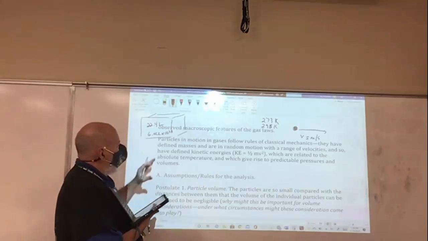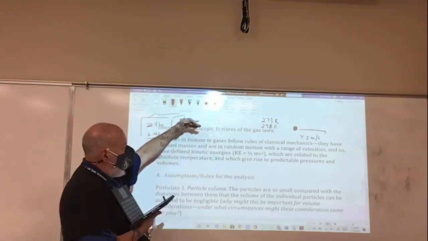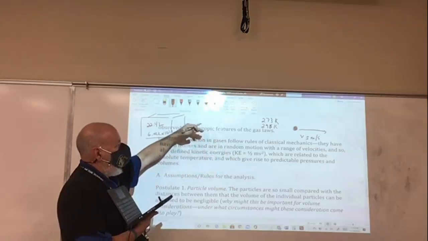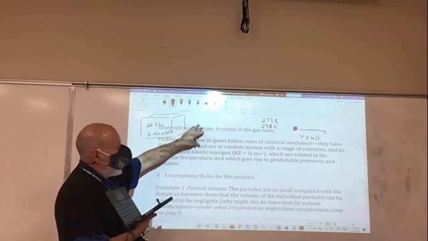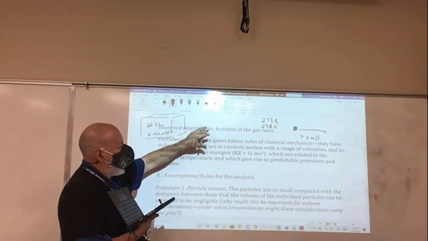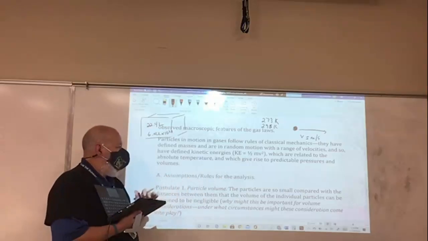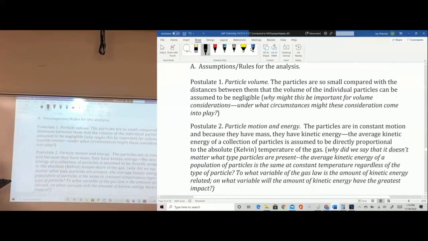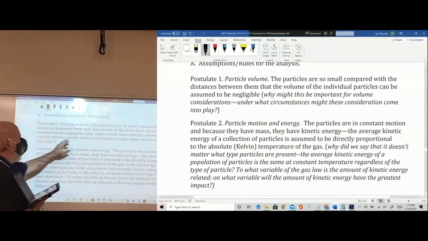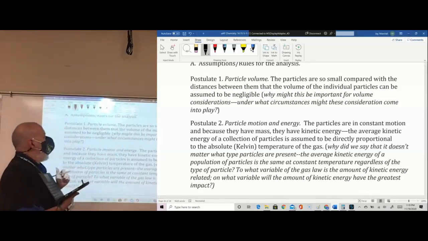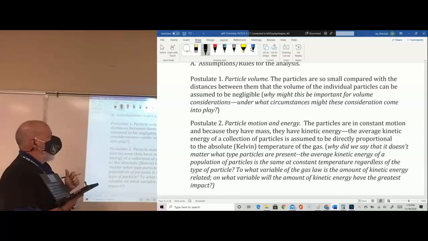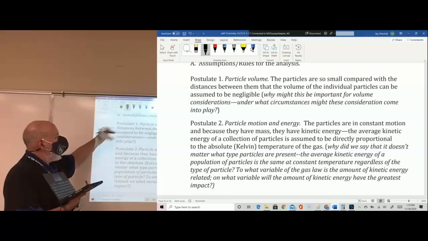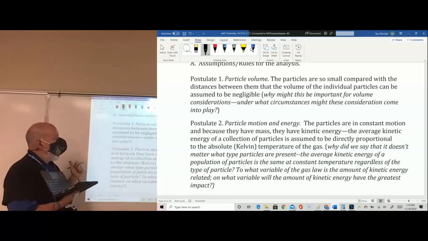Okay? So the number of particles times the amount of kinetic energy in each particle is going to be proportional to the pressure and the temperature and the volume. These give rise to predictable pressures and volumes. So we have to assume some things when we talk about this. We have to assume that the particles are so small compared with the distances between them that the volume of the particles can be assumed to be negligible.